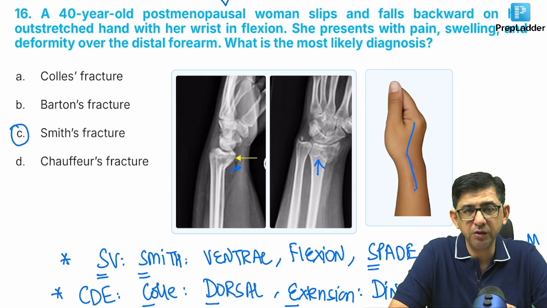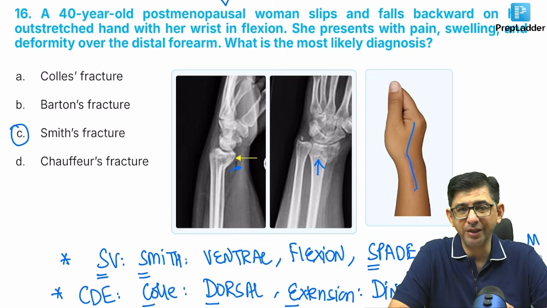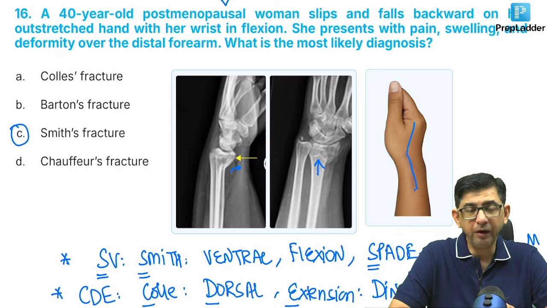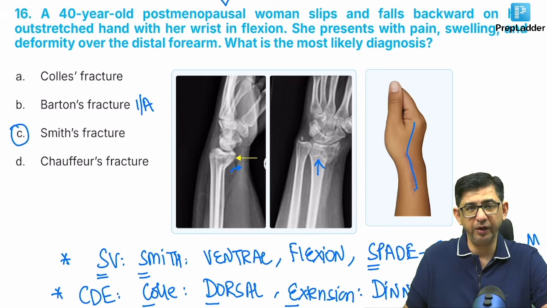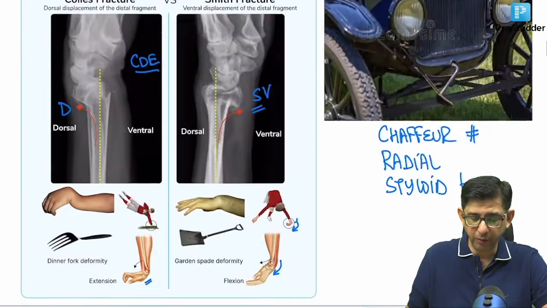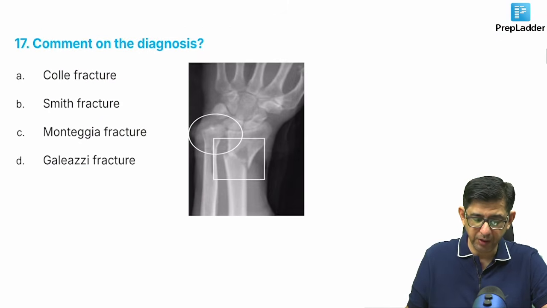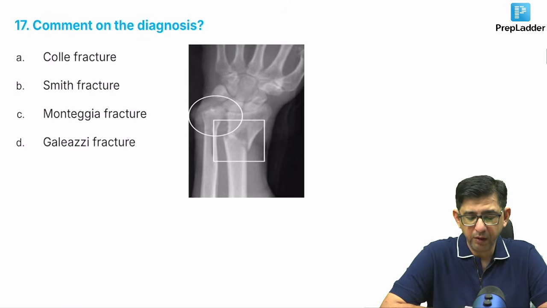And what is Barton's fracture? Barton's fracture is an intra-articular fracture related to the distal end of the radius. It's not a Colles fracture, guys. Barton's fracture is going to be an intra-articular fracture. I'm writing the word IA, intra-articular fracture at the distal end of the radius. So the 16th is sorted. We have talked about multiple other varieties of fractures, and now we look at the 17th one, the very classical one.